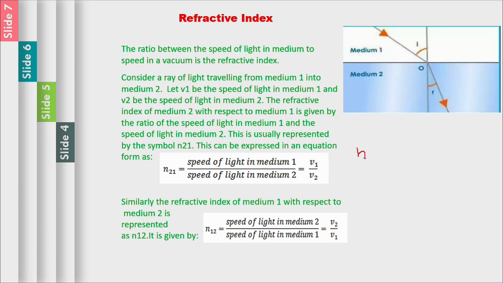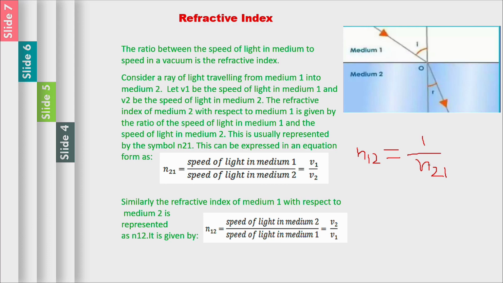So N12 equals 1 divided by, that is the reciprocal of, N21, or vice versa. That is, if N21 is given as 1.2 or something, whatever it may be, then for N12 you have to find 1 divided by that value.